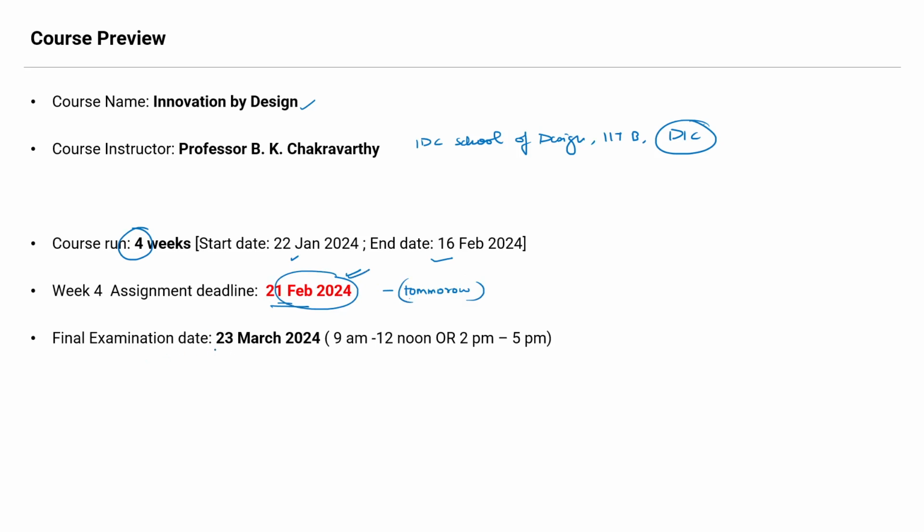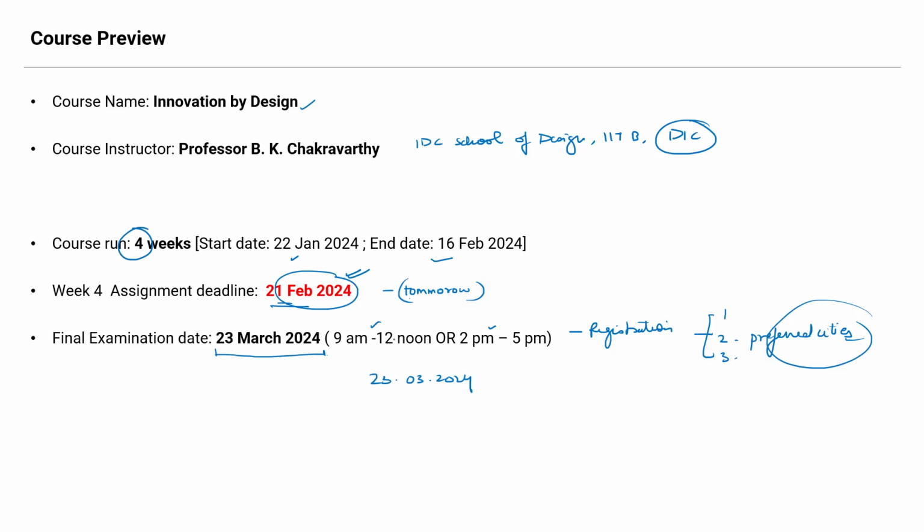The final examination is proposed to happen on 23rd of March. You can choose one of the 2 slots. If you have done the registration, you would have been asked to give at least 3 choices of preferred city, and you get allotted one of them. Usually it is the first choice which is allotted, but if there's a rush and if you are late in doing the registration, you might be allotted different centers, and you can take either the post lunch or the pre-lunch slot as well.